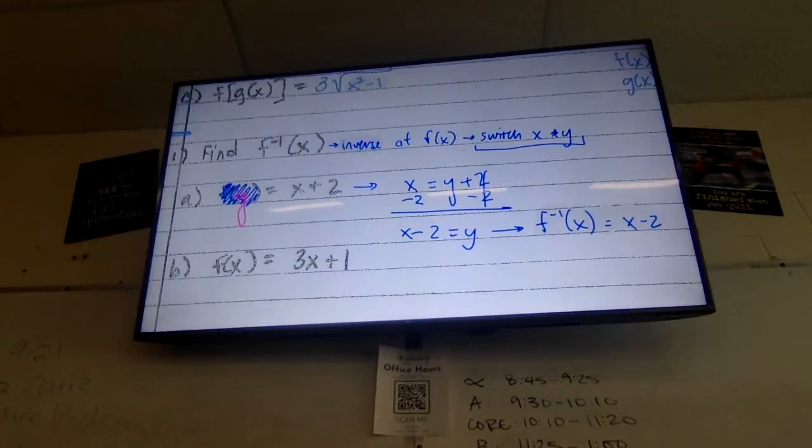Wait, so we can just keep it with the y? You can leave it with the y. Wait, why is it -1? Because that's the notation for inverse. That's just the rule. That's just what we decided a million years ago when we decided to do this.